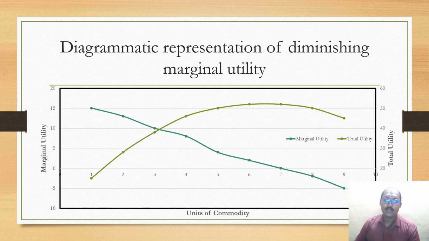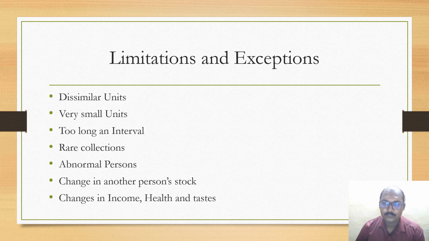This is the diagrammatic representation of marginal utility. Whenever the quantity is increased and increased, the utility value will be getting decreased. The total value will increase and then decrease. The two plots of marginal utility and total utility are given here. This is about the table we had earlier.